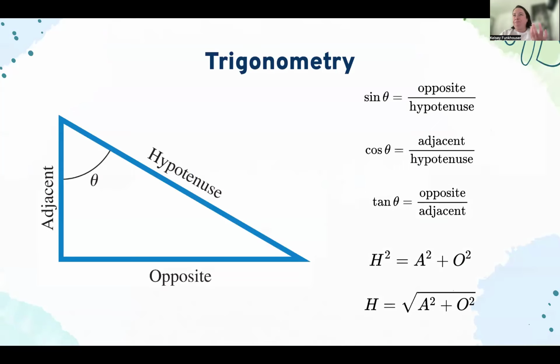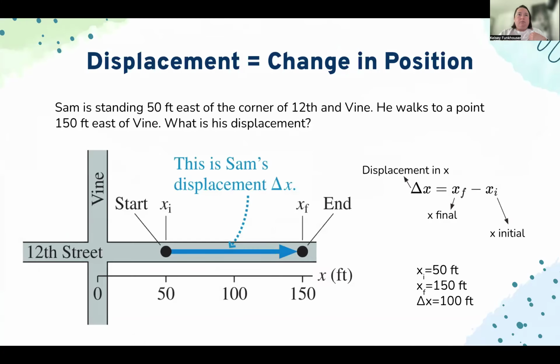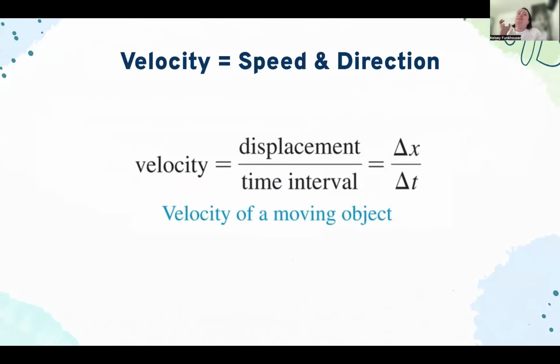So to start out, an important thing we were reminded of was trig and how we use it in physics. We learned about displacement, how that's the change in position. Velocity is the displacement divided by the time interval. And velocity is a vector, so it has a magnitude, which is speed, and direction.